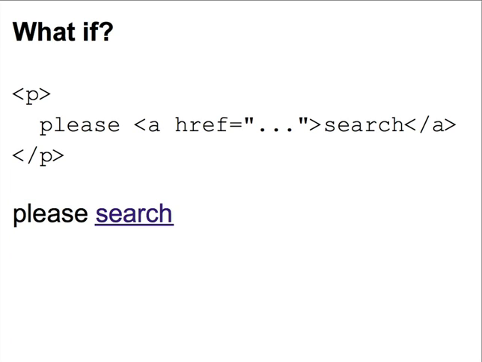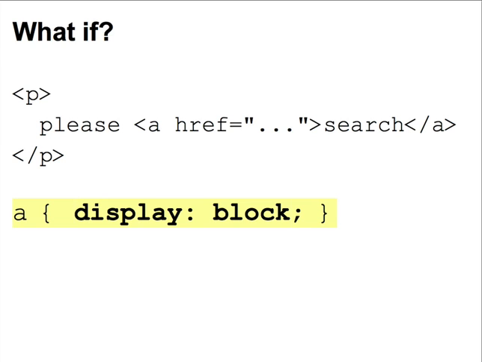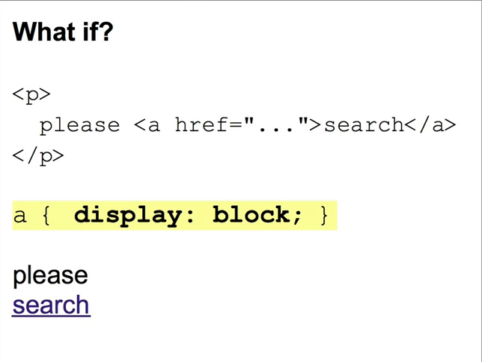So, in this example, what if inside of a P we have the text "please search," with search being inside of an anchor. And so, as you can see below, it renders inline, please search. But what if you set anchors to be display block? You get "please" followed by a new line and then the word "search."